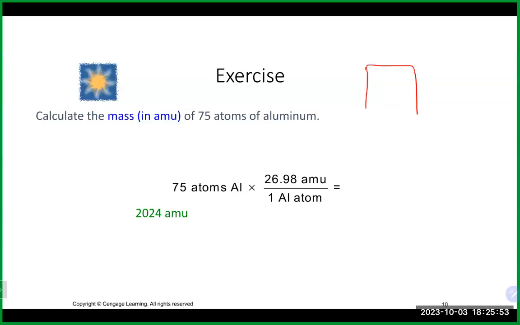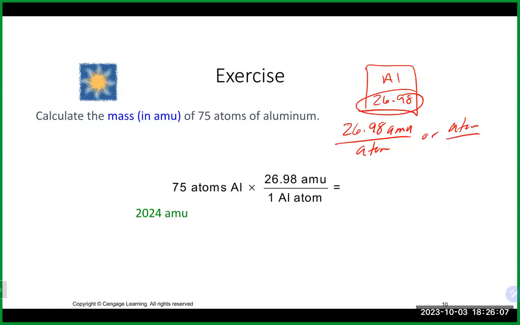If we look at aluminum, again, we will see 26.98 underneath there, which means we really could get two conversion factors from that, 26.98 AMU per atom. The mass of an atom is 26.98 AMU. And in this case, we're looking for the mass, once again, of 75 atoms of aluminum. So setting up so our atoms cancel, leaves us with a mass of 2024 AMU. Any question on those calculations there?